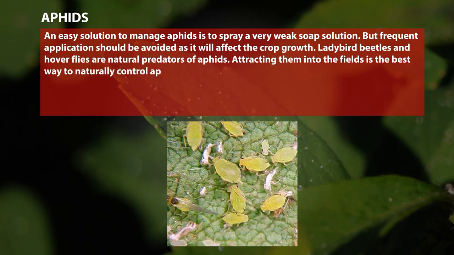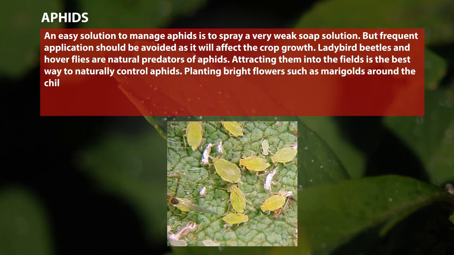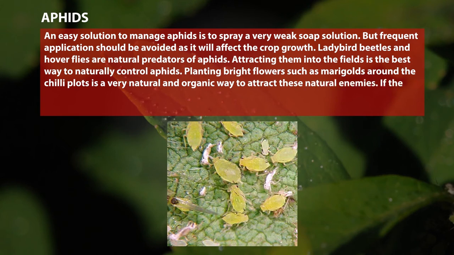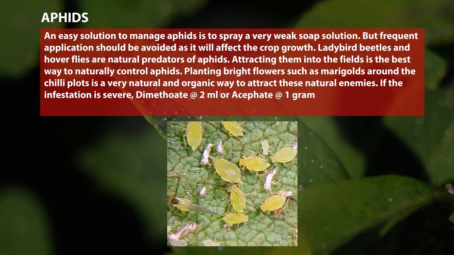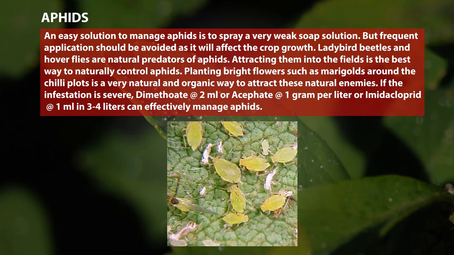Planting bright flowers such as marigold around the chili plot is a very natural and organic way to attract these natural enemies. If the infestation is severe, dimethoate at the rate of 2 ml, or acephate at the rate of 1 gram per liter, or imidacloprid at the rate of 1 ml in 3 to 4 liters can effectively manage aphids.